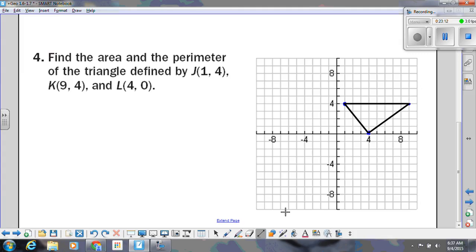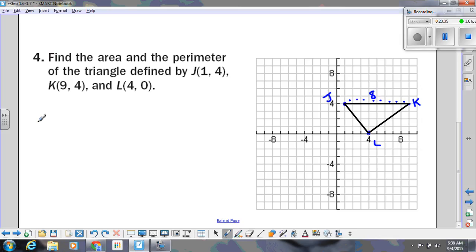All right, so if I'm finding area, then I need to do 1/2 base times height. And if it were me, I would choose JK as my base because I can count how long this is. This is 1, 2, 3, 4, 5, 6, 7, 8. So this is 8 units long.